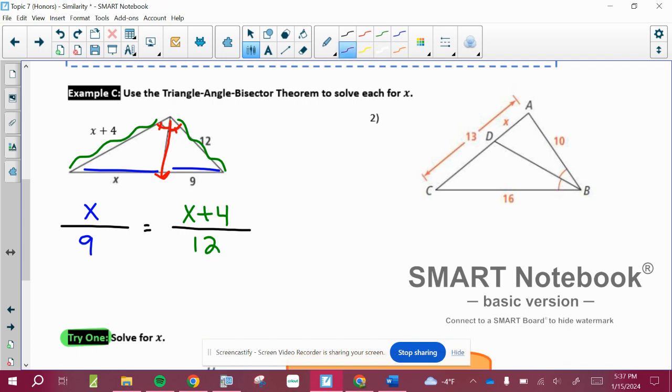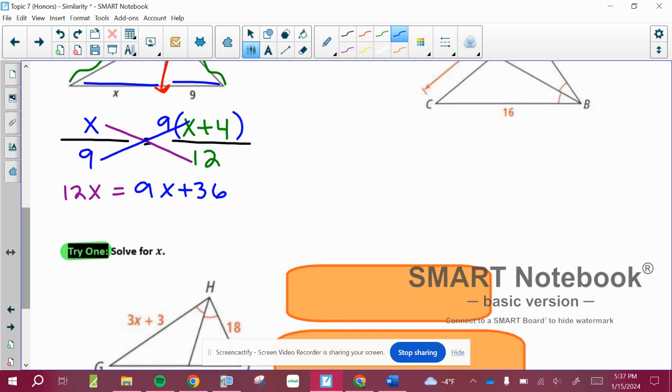And like all of our other proportions, we're going to cross multiply these. So 12 times x is 12x. When I do this one, I'm going to make sure I multiply 9 by everything. So it's going to be 9x plus 36. Okay, and then the solving from the rest of this is not too bad. Just move the 9x over. So that's 3x. Bring down my equals 36. Divide out that 3, and we will get 12.